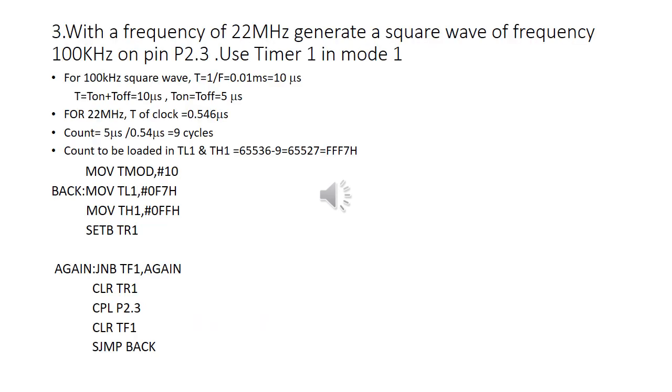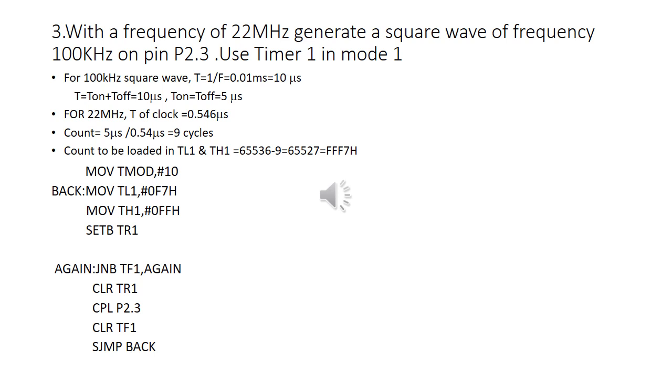Next, we'll see the third problem. The third problem is: with a frequency of 22 MHz, generate a square wave of frequency 100 kHz on pin P2.3. Use timer 1 in mode 1. In this problem, the frequency of the square wave that you need to generate on pin P2.3 is mentioned as 100 kHz. The crystal oscillator frequency connected to this timer is 22 MHz, and you should make use of timer 1 in mode 1.